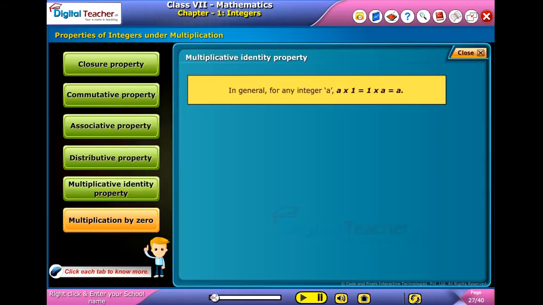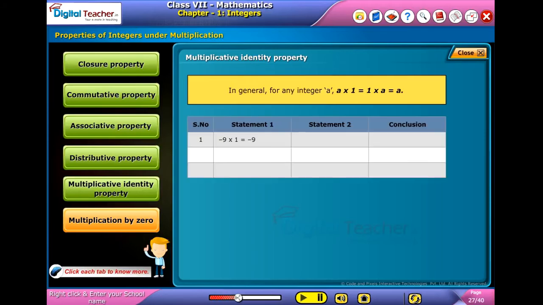Multiplicative identity property defines that for any integer a, 9 into 1 is equal to minus 9, and in the second statement, 1 into minus 9 is equal to minus 9, and it concludes that a into 1 is equal to 1 into a is equal to a. Same for the second property.